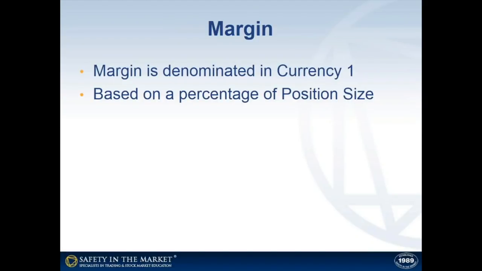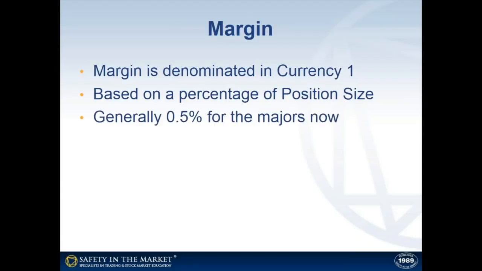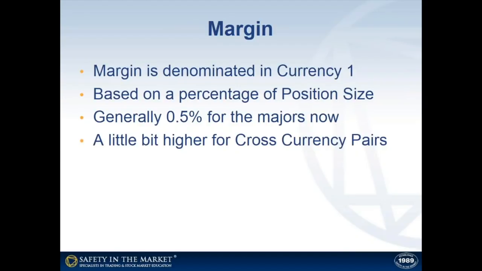So your position size is based on currency one, and your margin is based on your position size. Therefore, your margin is going to be denominated in currency number one as well. It's generally 0.5% margin for the majors and a little bit higher for the cross-currency pairs. But you should always check with your broker, because brokers are well within their right. They can jump that margin up from 0.5% to 1% or 2%, or even 5%, for example. They can do whatever they like. There's no law that says the margin must be this or that.